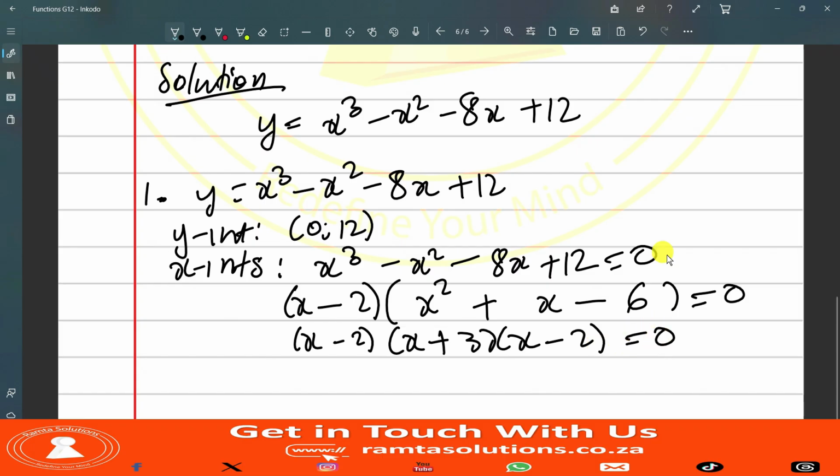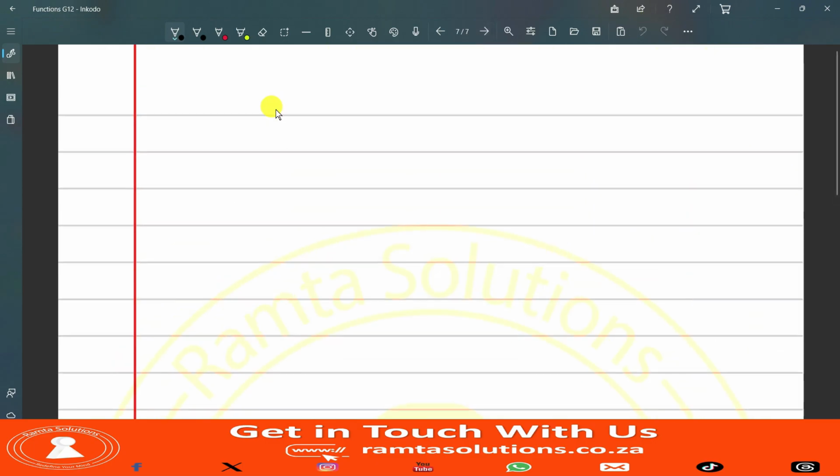So as you can see, guys, the x minus 2 is repeating. That means it will also be a turning point. So we have x equals 2 or x equals minus 3. These are our x-intercepts. So we have minus 3 and 0, and 2 and 0.